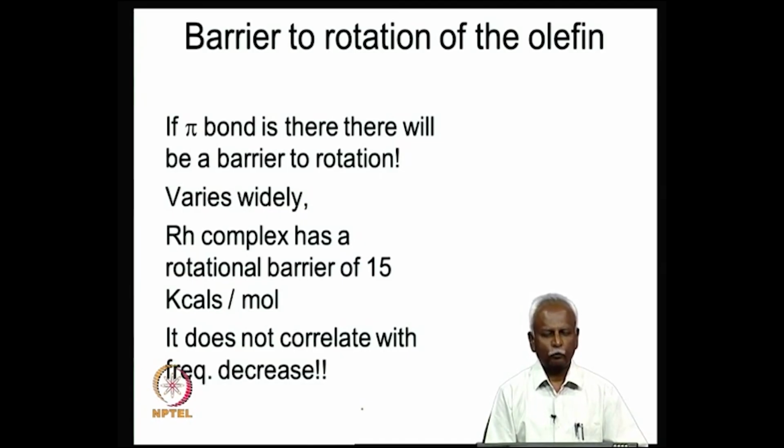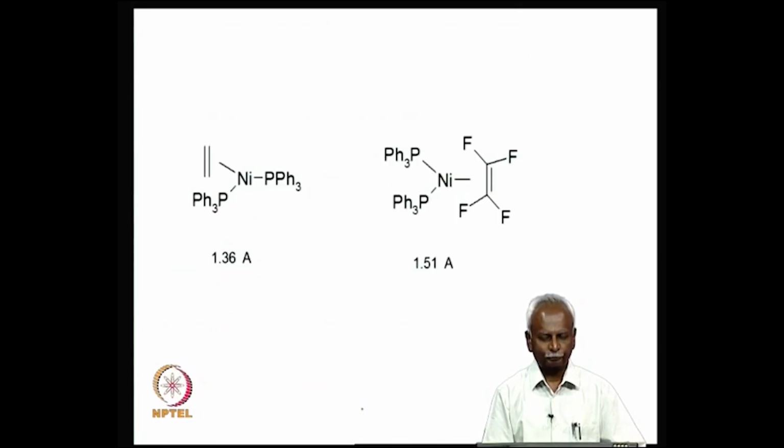In general, you have better barriers to rotation when you have 0 oxidation state metal complexes. The rhodium complex that we are going to talk about has got a barrier of 15 kilocalories per mole, but this barrier to rotation need not correlate with the frequency decrease. Frequency decrease independently correlates with the back bonding, but because there is a combination of steric effect and pi effect, these two need not correlate one with the other.